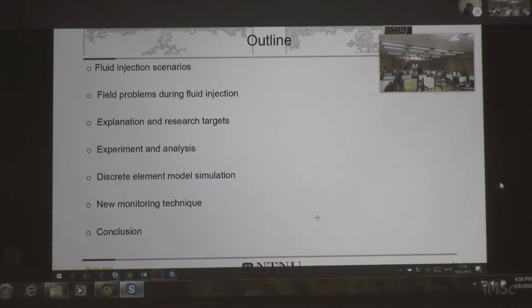And my final topic would be the monitoring technique. We developed a new monitoring technique, and we think, or we have also checked, that it's doing a good job compared to the old technique that is available now. And finally there would be some conclusions.